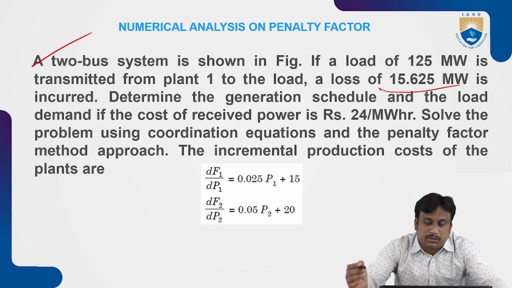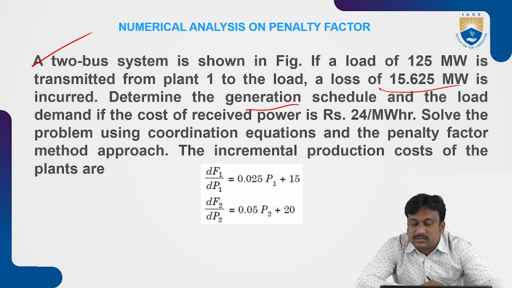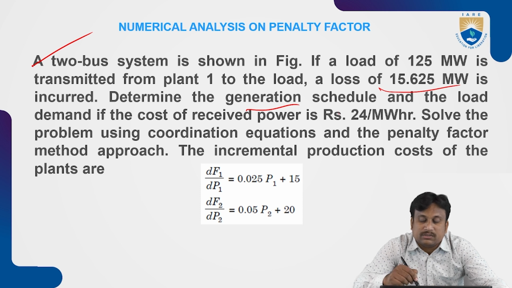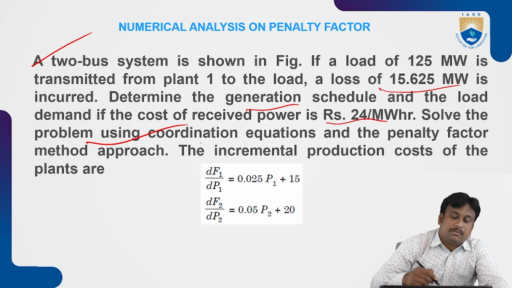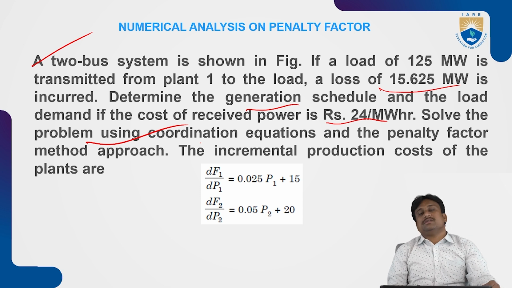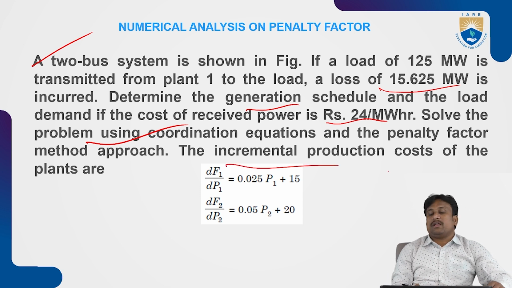That means we need to calculate the generation schedule and the load demand. The cost of received power is 24 rupees per megawatt. Solve the problem using coordination equations and the penalty factor method approach. The incremental production costs of the plants are given.